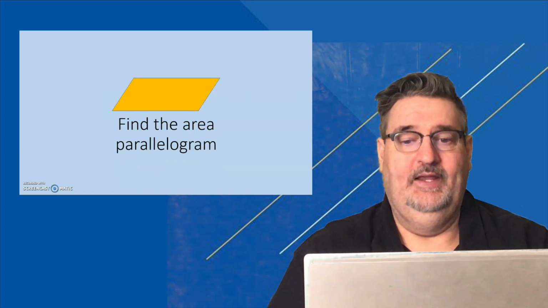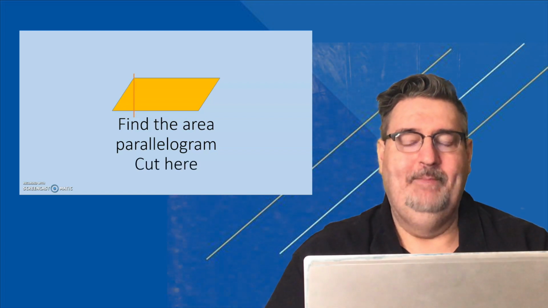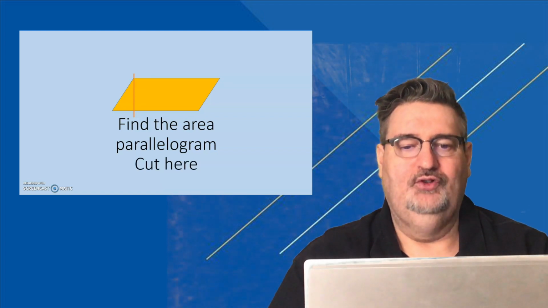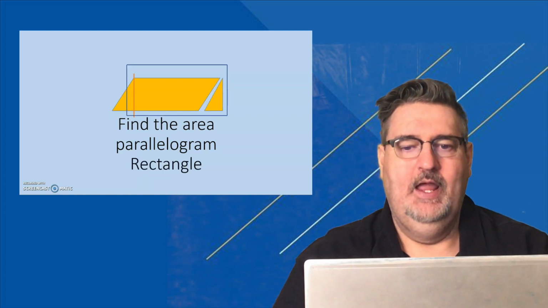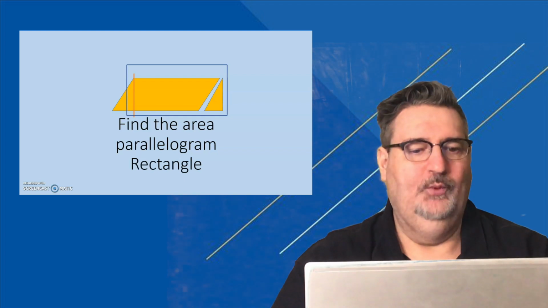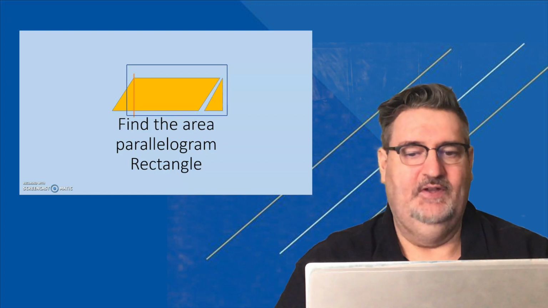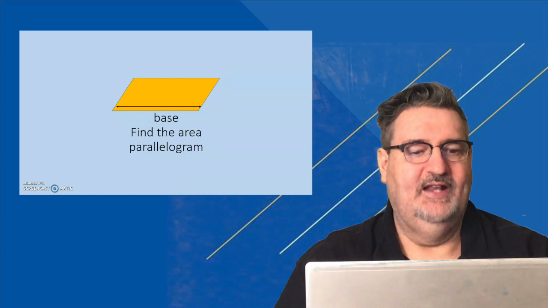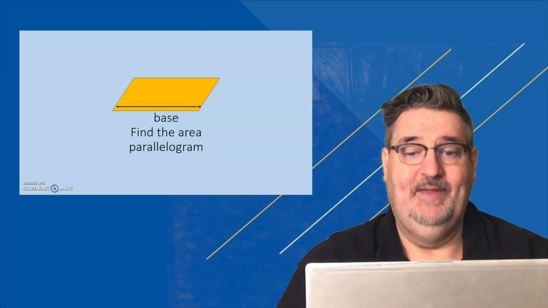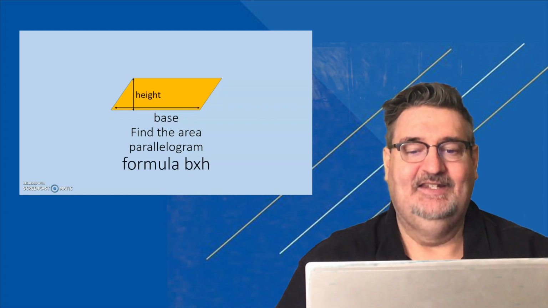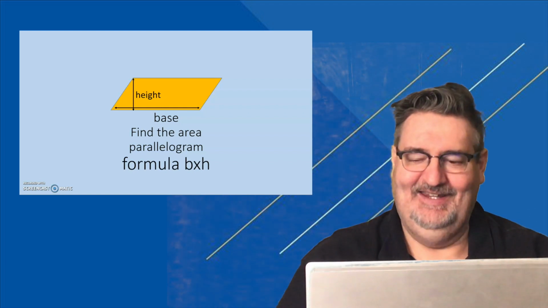When we go on to parallelograms, to make the parallelogram into a rectangle, you can cut here, and then paste it to the end there, and you can see that it forms a rectangle. That makes it a lot easier to solve. So we need to know the correct terms: we multiply the base and the height. The formula for a parallelogram is base times height.